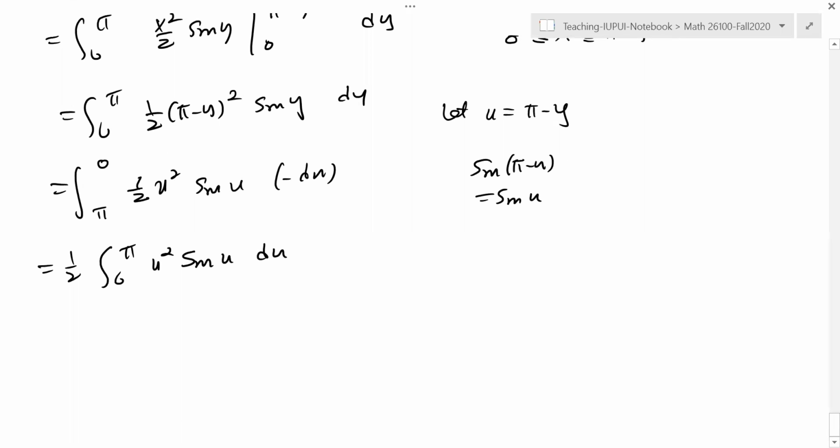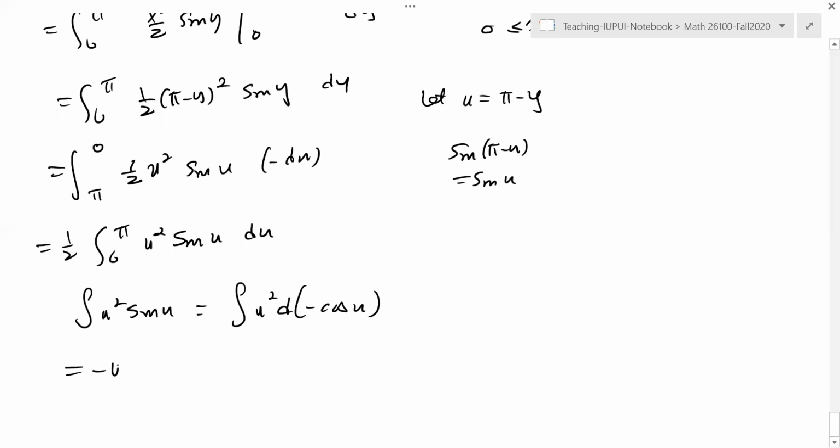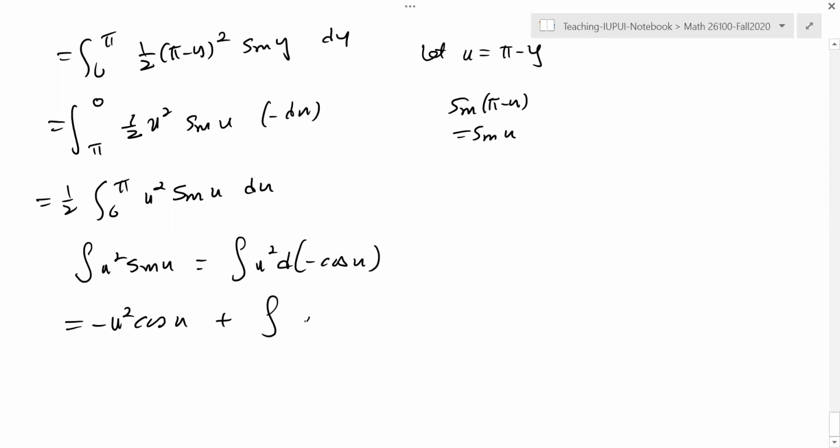Now this one is much more complicated. You have to get rid of u squared, so you still have to do integration by parts, but this choice of iterative integrals is more complicated. Okay, u squared sine u is going to be u squared d negative cosine u. It's going to be negative u squared cosine u minus cosine u and the 2u.